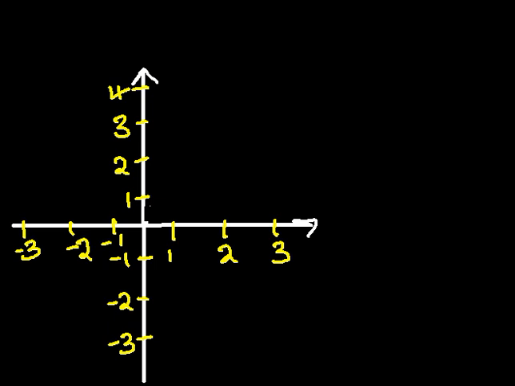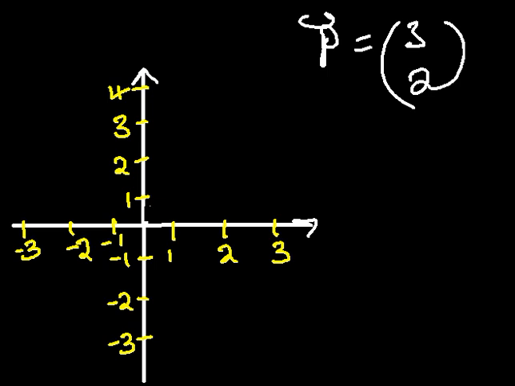Now let's say we have a vector p that is given as (3, 2). As you can see on the Cartesian plane, the vector is given as this point, which means we draw a straight line from the origin to that point.